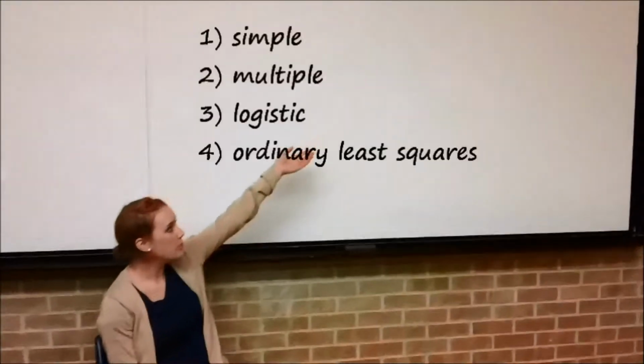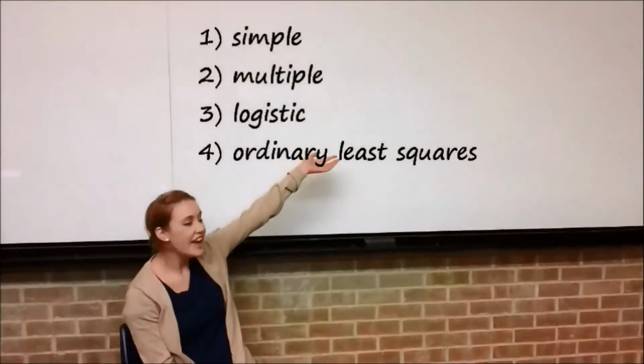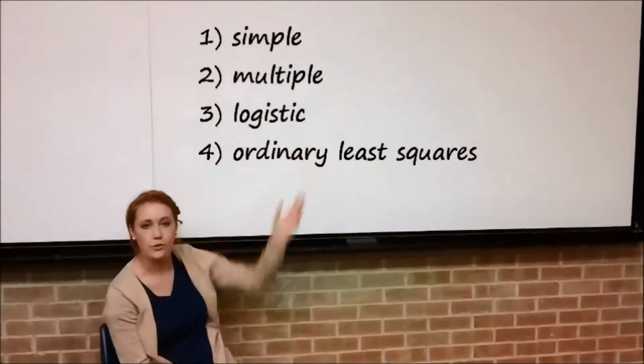Remember, regression assumes non-multicollinearity. Multicollinearity means that there are correlations that exist between the independent variables. If the independent variables are too highly correlated, then you can't really see which one has the best relationship with the dependent variable. There are 4 types of regression: simple, multiple, logistic, and ordinary least squares regression, or OLS.